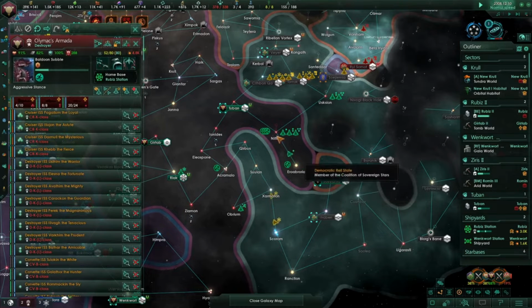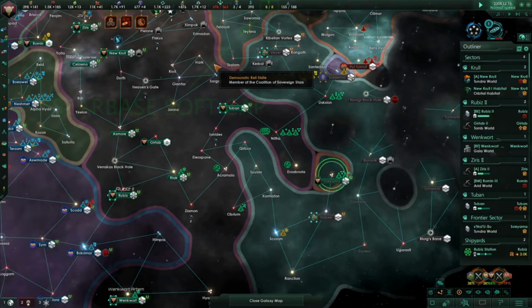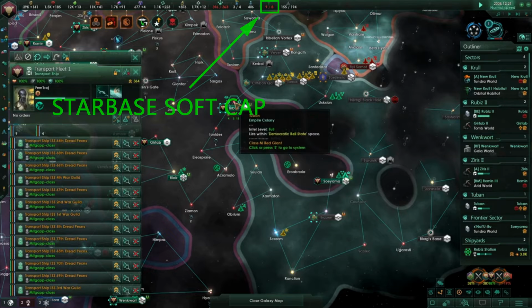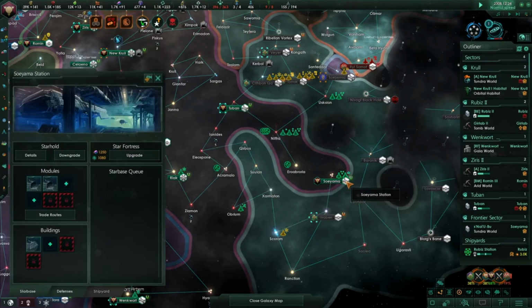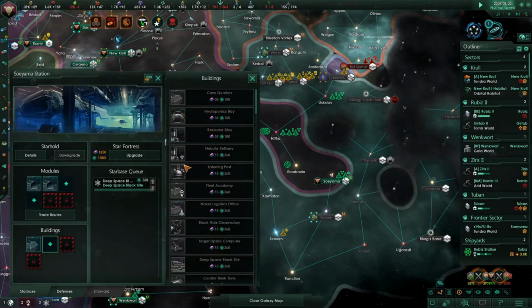Since these starbases are now yours, you acquire their maintenance costs. But more importantly, they count against your starbase soft cap, which you can see at the top right of the resource bar. Exceeding the starbase soft cap is very punitive, and the economic penalties add up fast, quickly putting you in the red. So how do you handle this?